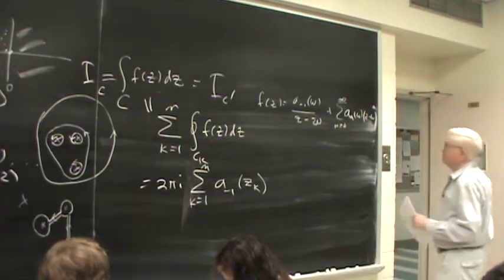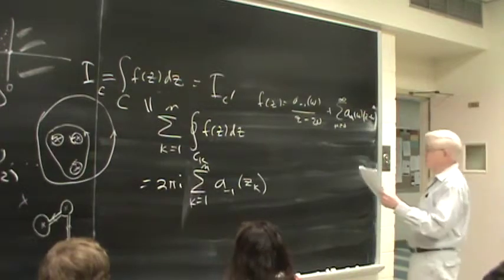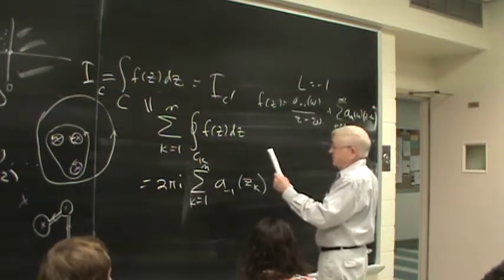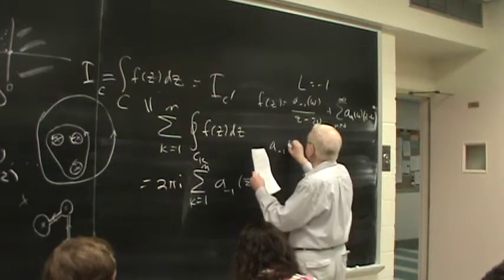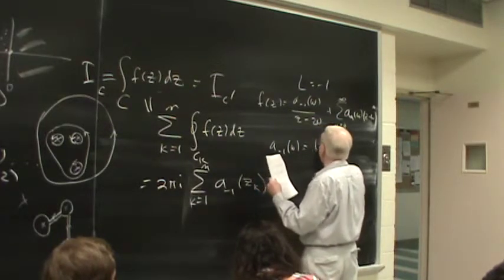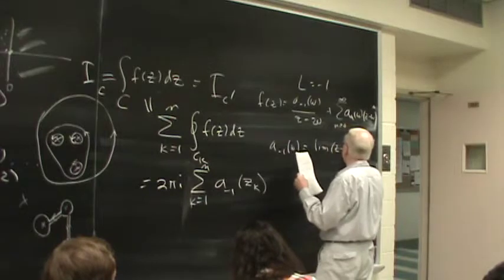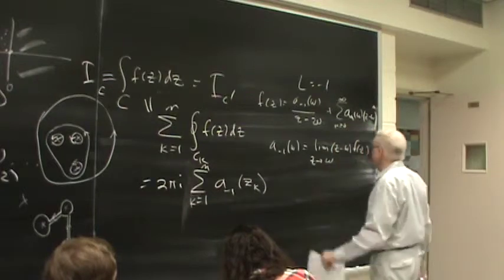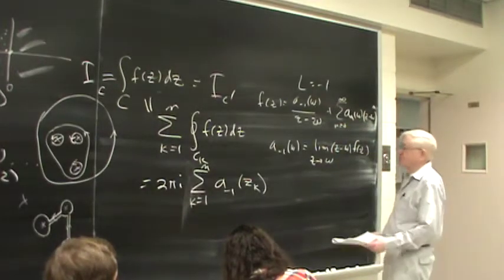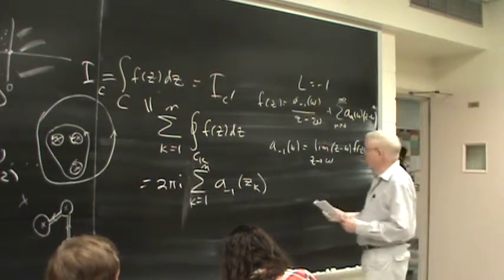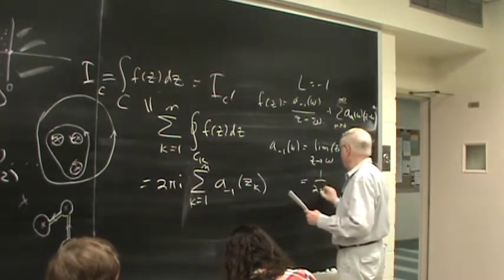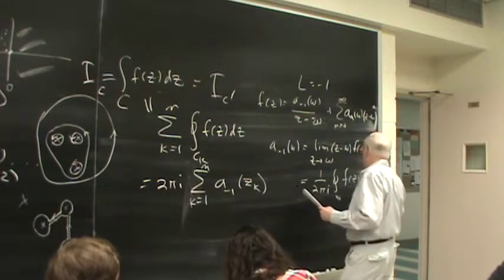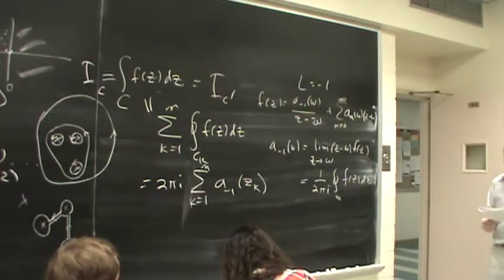So this is the case where f just has a single isolated pole, and so this is the case L equal to minus 1 for the Laurent series. And then a_{-1}(w) is just the limit of (z minus w) f(z) as z goes to w. So you can compute it this way, if you can evaluate f(z), or the same thing is just 1 over 2 pi i, the integral around w of f(z) dz. So those are two different ways of doing it.